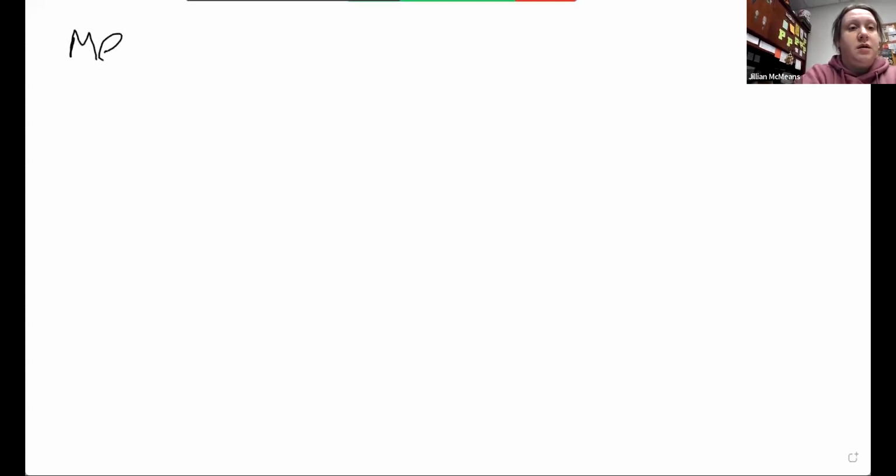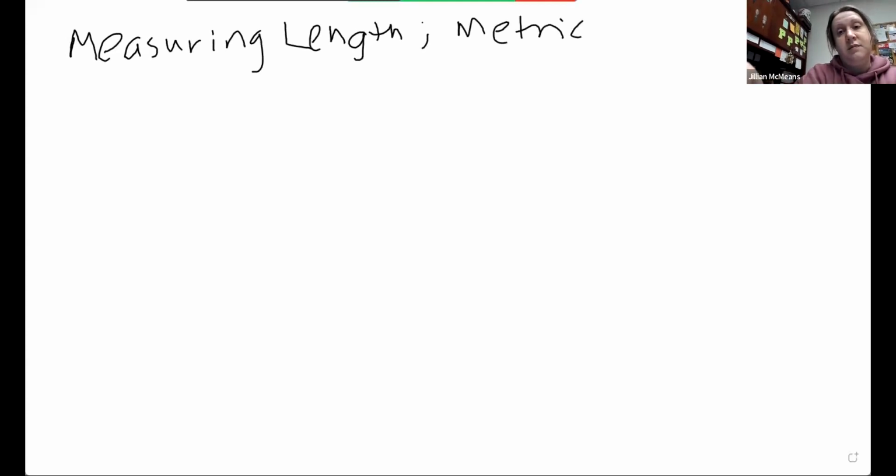So again, we are measuring length, and we're looking at the metric system.